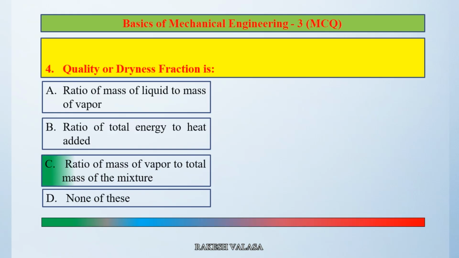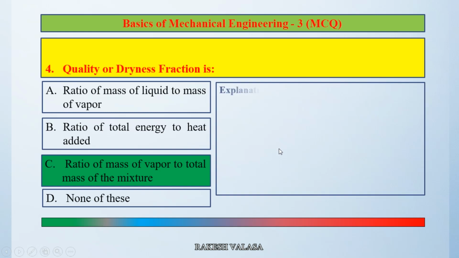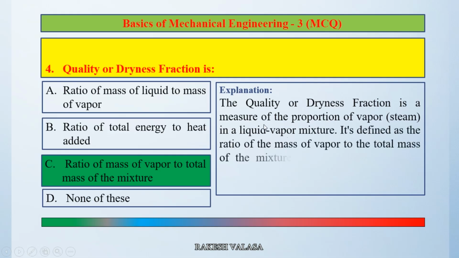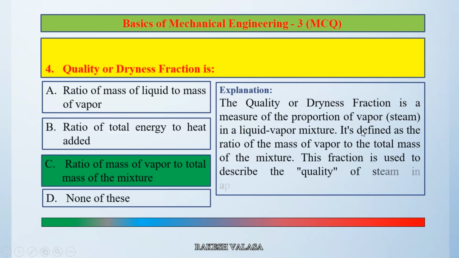The correct answer is option C, it is the ratio of mass of vapor to total mass of the mixture. Let us see the explanation. The quality or dryness fraction is a measure of the proportion of vapor in a liquid-vapor mixture. It is defined as the ratio of the mass of vapor to total mass of the mixture. This fraction is used to describe the quality of steam in applications like steam engines. So the correct answer is option C, ratio of mass of vapor to total mass of the mixture.